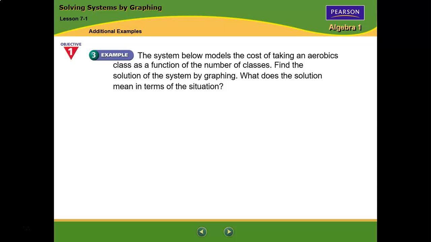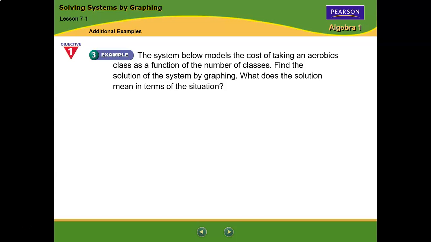It says, the system below models the cost of taking an aerobics class as a function of the number of classes. Now what that means is that if you have two different aerobics classes that you would like to attend, they are of different costs, and we're going to see their equations in a moment. And of course, the more classes that you attend, the greater the cost is for attending those classes. It says find the solution of the system by graphing.